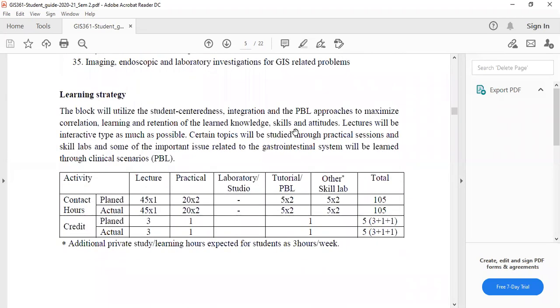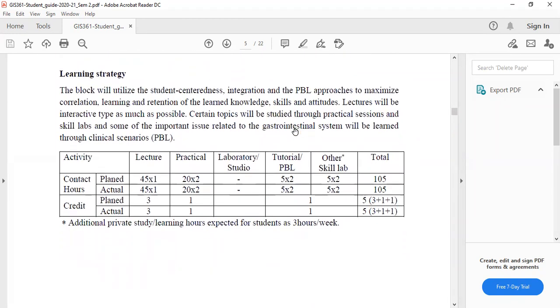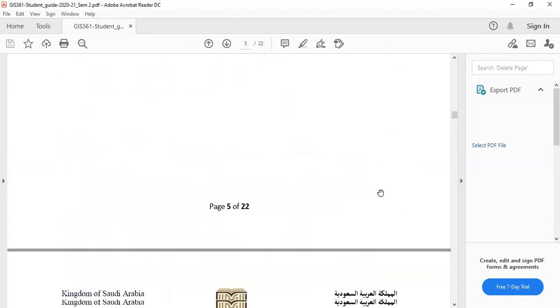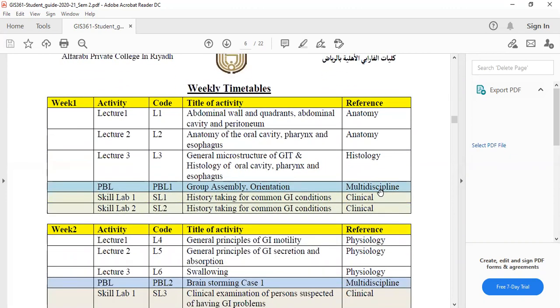So there will be 44 plus 1 introduction, so 45 lectures, and almost 20 practicals, and there will be 5 skills lab and 5 PBL sessions of 2 hours each. Lectures will be for 1 hour and other activities will be for 2 hours. Totally there will be 105 hours covered in the 15 weeks. So these are all the topics.